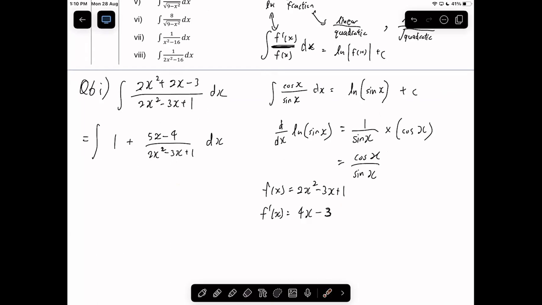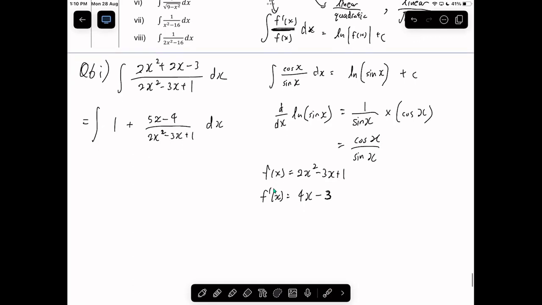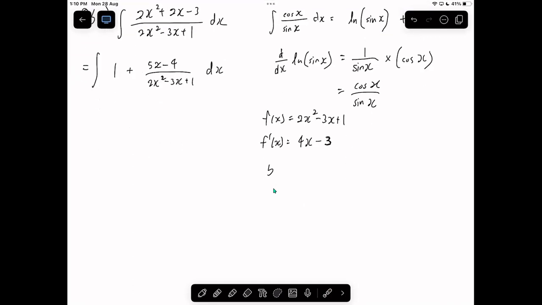How do I get 4x minus 3? Here's how you do it. You always let the 5x minus 4, what you have, equal to a times what you want plus a constant. Solve for a and b by comparing coefficients, or substitution if you want. I think comparing coefficients is faster.